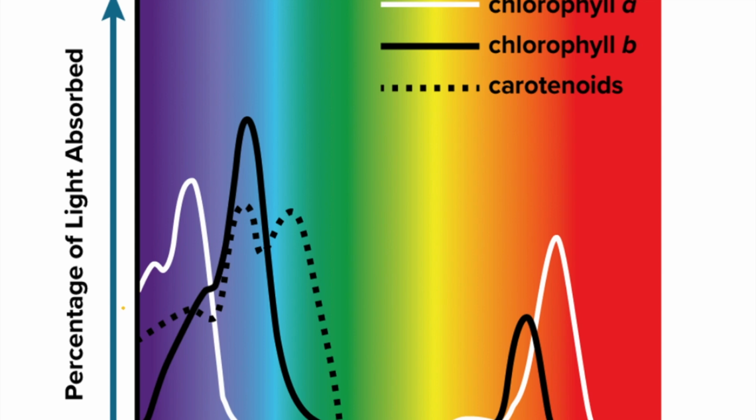Okay, let's focus on one of them. Let me take chlorophyll A. You can see if we follow the white line, you'll find that the absorbance of the light is mostly with the violet and the blue. Then they reflect the green to yellow color. Again, the absorbance increases for the orange and red.